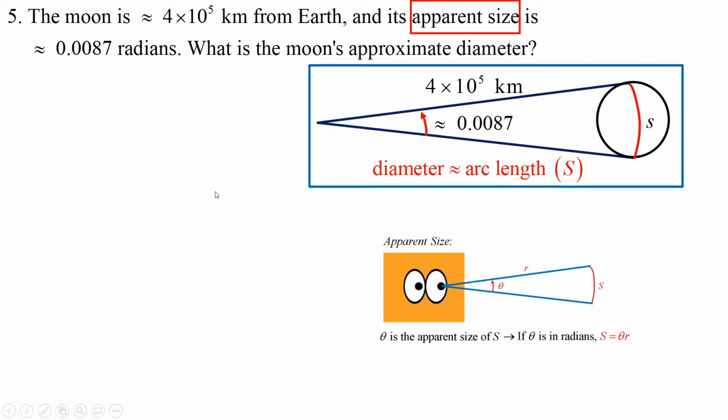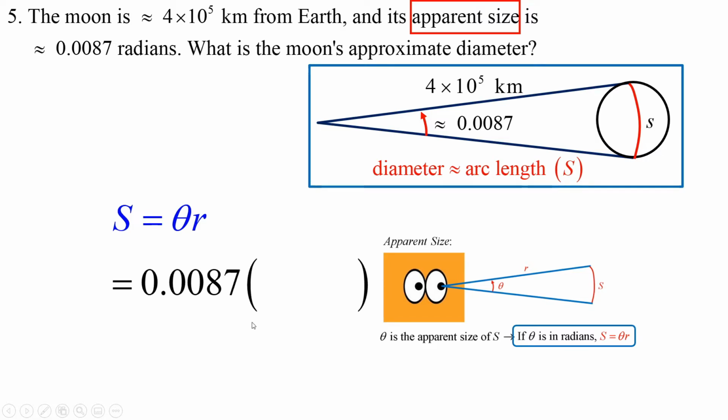Do you remember how to find arc length if your angle is in radians? Real simple formula right here. If theta is in radians, arc length is theta times r, the radius of your sector. So S is going to be, and my theta is that 0.0087, times my radius of the sector, or the big circle that we cannot see all of, and that's just the 4 times 10 to the 5th.